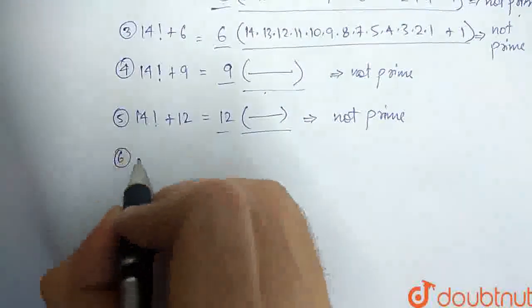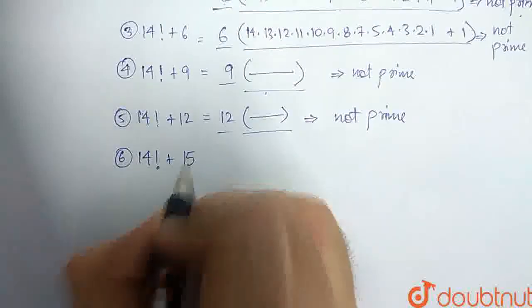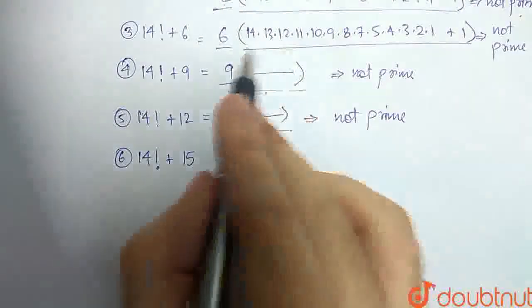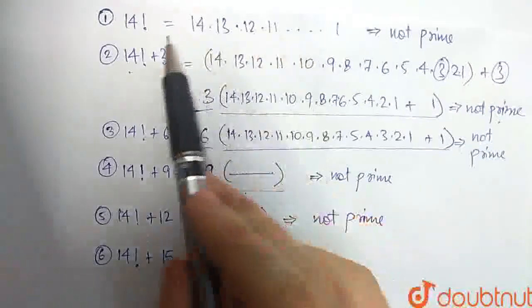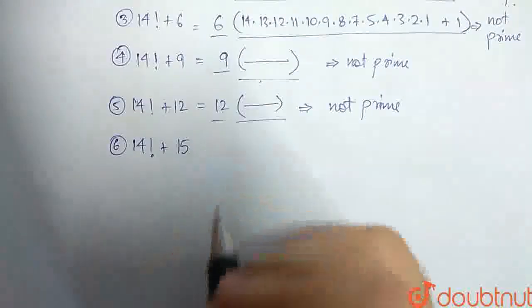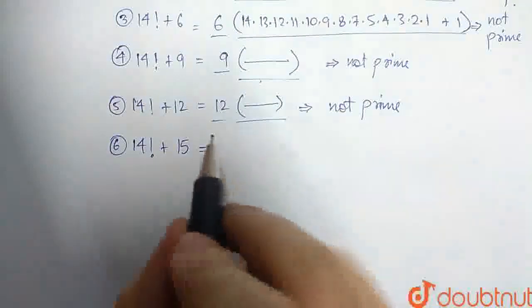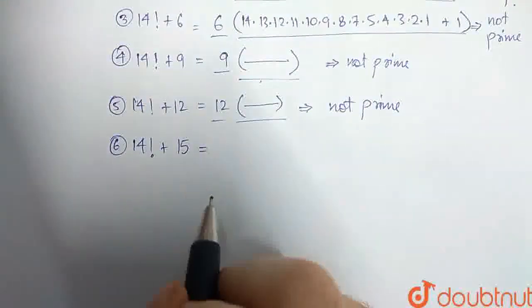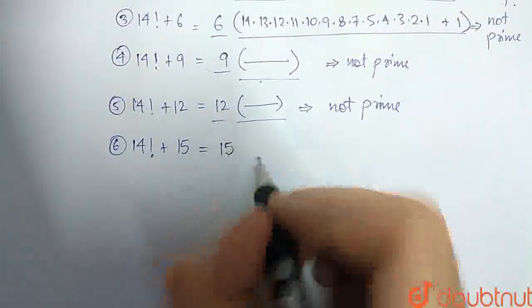Now the issue arises when we get to the last room number, which is 14 factorial plus 15. Now there is no 15 present in the 14 factorial term here. It ends at 14. The largest number there is 14, whereas here we have 15. So we can't take 15 common directly, but we do have 5 and 3 present in 14 factorial. So we can take both of these numbers common to get 15 common.